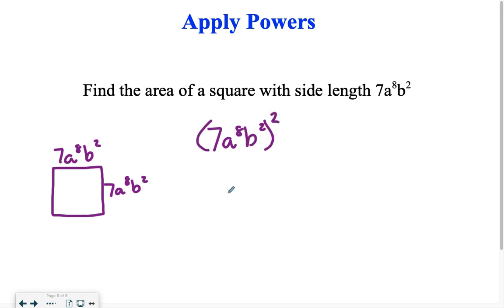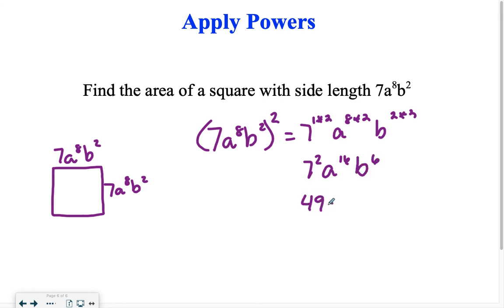squared. So if I do that, I would say 7 to the 1st times 2, times a to the 8th times 2, times b to the 2nd times 2. 7 to the 2nd power, a to the 16th, b to the 6th, or 49, a to the 16th, b to the 6th. And that would be my final answer.